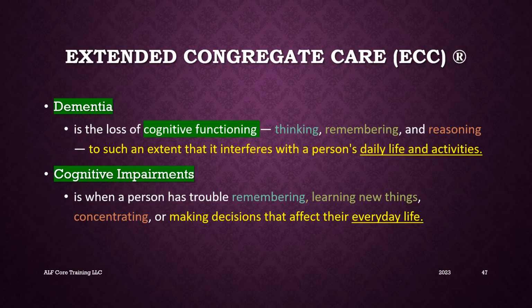Dementia is the loss of cognitive functioning, thinking, remembering, and reasoning to such an extent that it interferes with a person's daily life and activities. Cognitive impairment is when a person has trouble remembering, learning new things, concentrating, or making decisions that affect their everyday life.